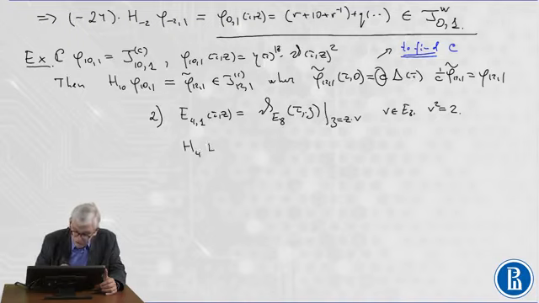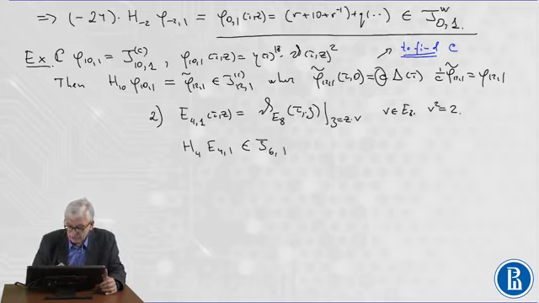H4 of E4,1. This is a Jacobi form of weight 6 and index 1. Please try to calculate its zeroth value.